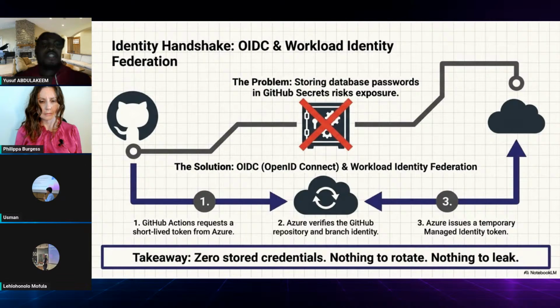So the identity handshake: OIDC and workload identity federation. The problem is that storing database passwords in GitHub secrets risks exposure. The solution is OIDC, that is OpenID Connect, and workload identity federation. First, GitHub Actions requests a short-lived token from Azure. Then Azure verifies the GitHub repository and branch identity. Then Azure issues a temporary managed identity token. So the takeaway is zero stored credentials, nothing to rotate, nothing to leak.